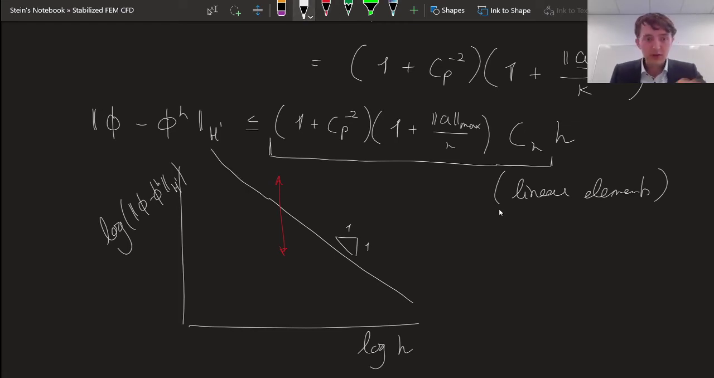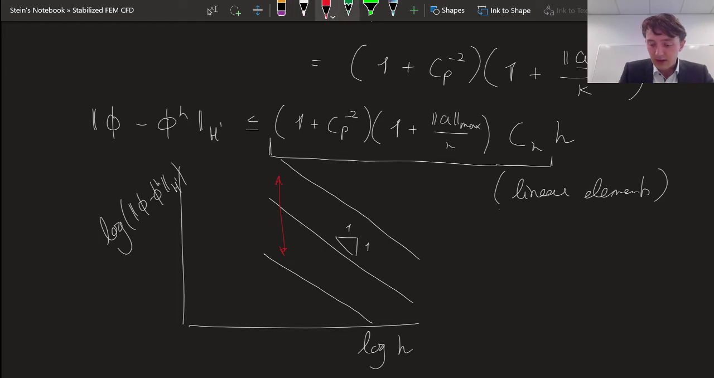Let me stick with this, which means that if this constant becomes larger, in the sense that the advection dominates more, then we expect this curve to go up. And if this constant becomes smaller, then we expect this curve to go down. And these are the bounds, right? We're saying the error is always going to be smaller than this expression. So in practice, what our error might look like might be something like this.